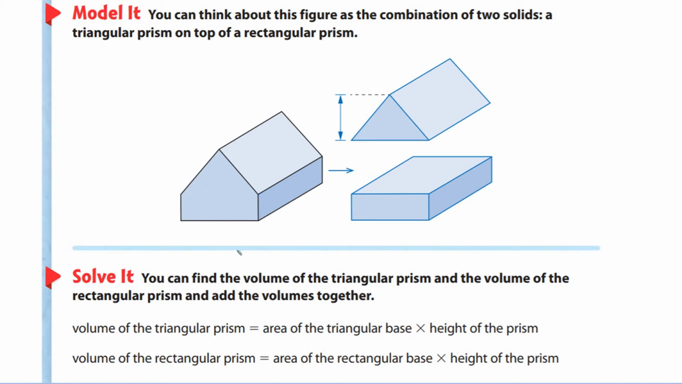Let's solve it. You can find the volume of the triangular prism and the volume of the rectangular prism and add the volumes together. Don't forget the volume of a triangular prism: area of the triangular base times height of the prism. Right? Base times height. And the base is a triangle. For the rectangular prism, area of the rectangular base times height of the prism, because in this case, the base is a rectangle. Okay?